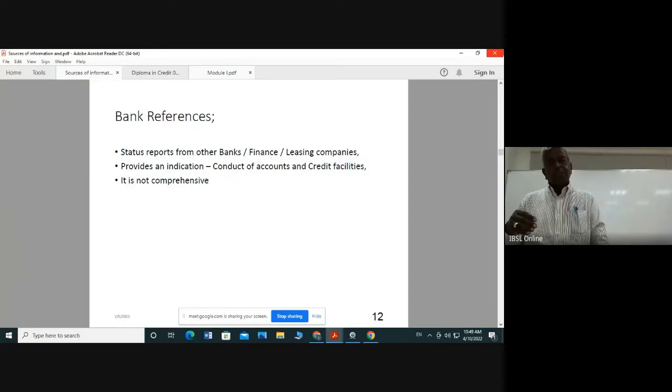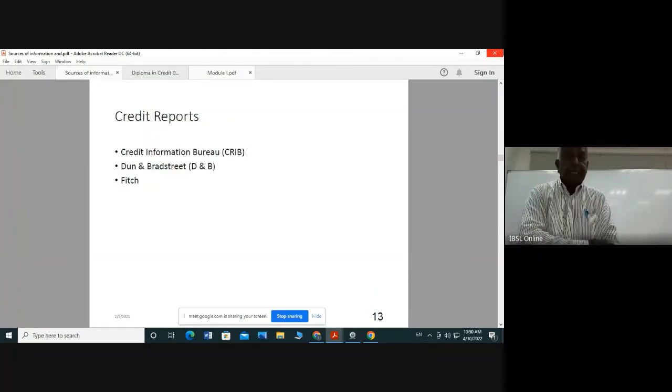But now, of course, we are having the CRIB report. CRIB report is very, very comprehensive, very, very useful. The bank references were not comprehensive. We were doing it earlier. Credit reports: Credit Information Bureau, then Dun and Bradstreet, DNB, and then Fitch International. So we can call for credit reports from Credit Information Bureau, Dun and Bradstreet, an international organization, and then Fitch, the international, as well as in Sri Lanka also we have a branch.